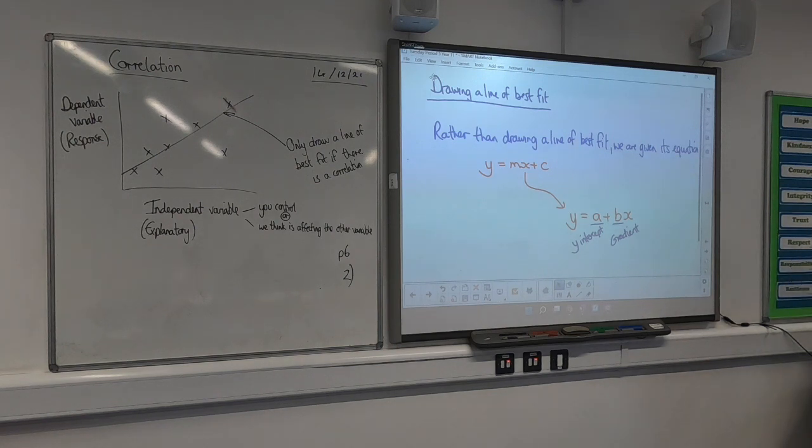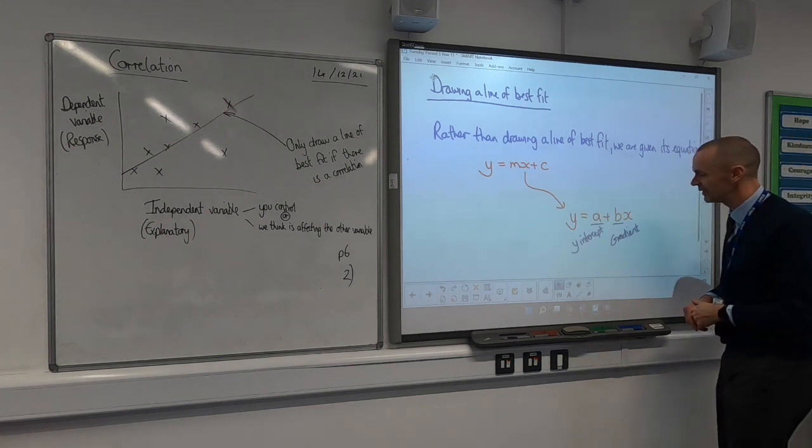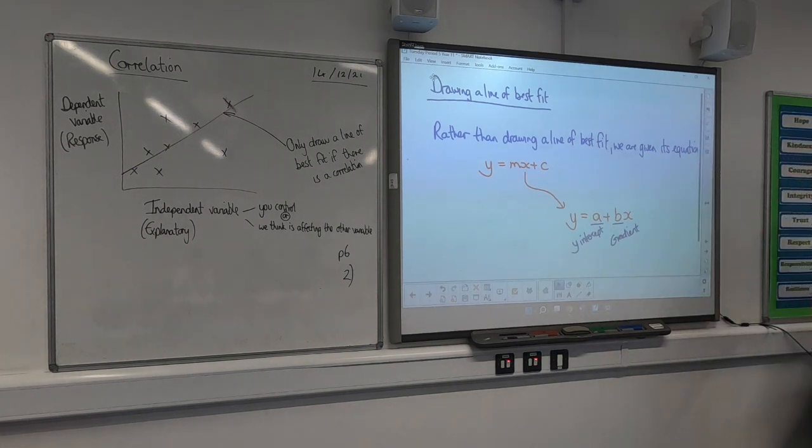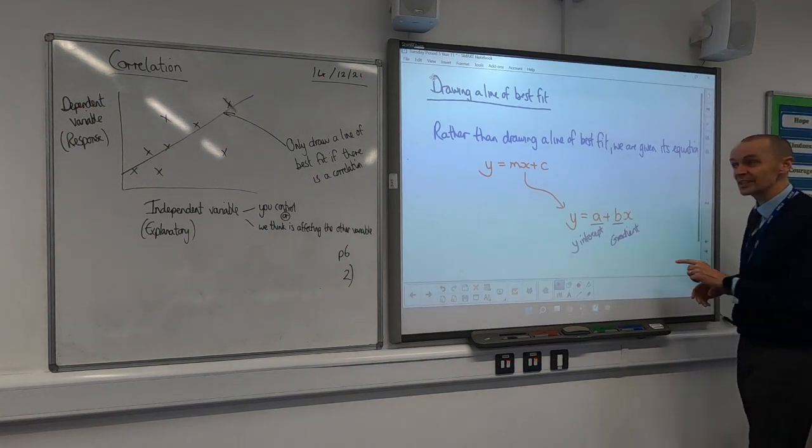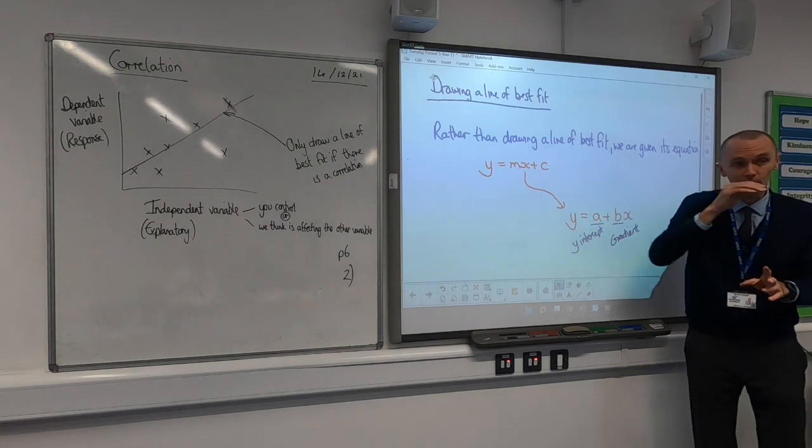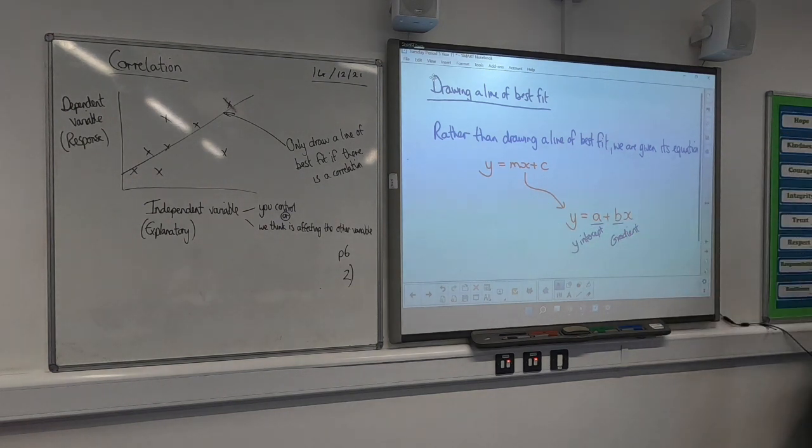But when we are given the equation of a line of best fit and asked to use it and interpret it, we need to remember that those two things are still the same as they are with any normal equation of a straight line. The coefficient of x tells us the gradient, and a tells us the y-intercept.